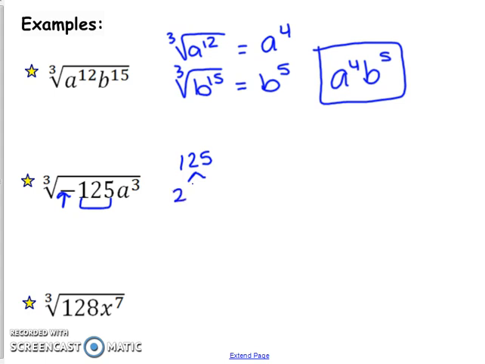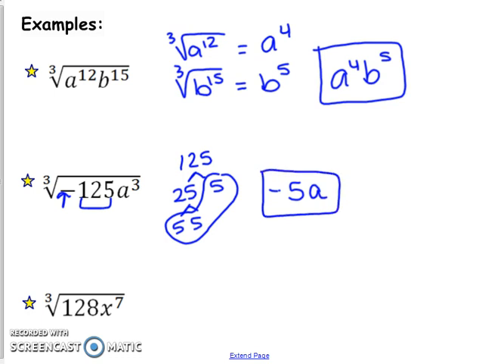So 125 would be 25 and 5. 25 would be 5 and 5. Now you need 3 of the same. So here's 3 of the same, and there's nothing left over. So I have a negative 5 on the outside, and then a cubed, since that's a multiple of 3, is going to give me an a on the outside.